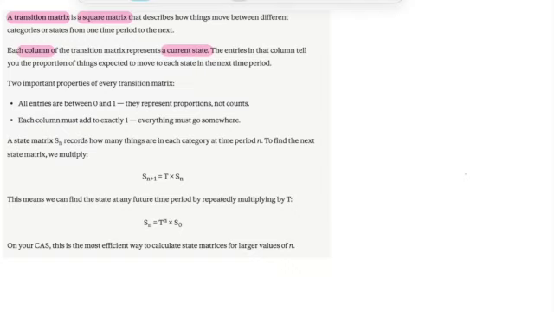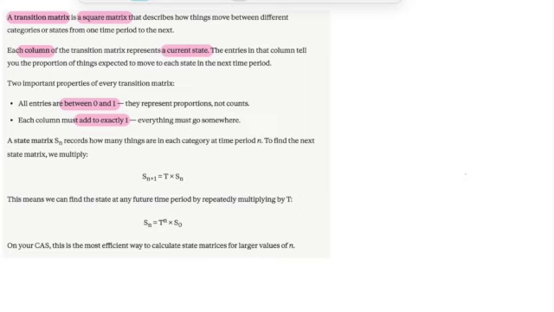There are two important properties of every transition matrix. First, all entries are between 0 and 1. They represent proportions, not counts. Second, each column must add to exactly 1. Everything must go somewhere. We don't lose things and we don't gain things.